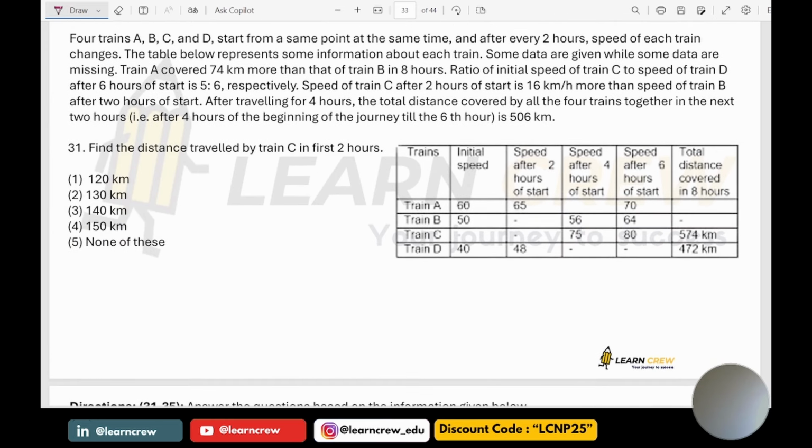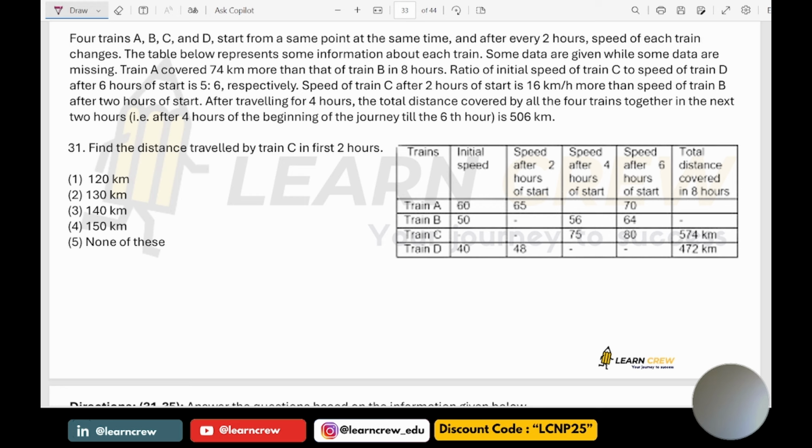31. Four trains A, B, C, and D start from the same point at the same time. After every 2 hours, the speed of each train changes. The table below represents some information about each train. Some data are given while some data are missing. Train A covered 74 km more than that of train B in 8 hours. The ratio of the initial speed of train C to train D after 6 hours of start is 5:6 respectively. The speed of train C after 2 hours of start is 16 km per hour more than the speed of train B after 2 hours of start. After traveling for 4 hours, the total distance covered by all the 4 trains together in the next 2 hours, that is after 4 hours of the beginning of the journey till the 6th hour, is 506 km. Find the distance.